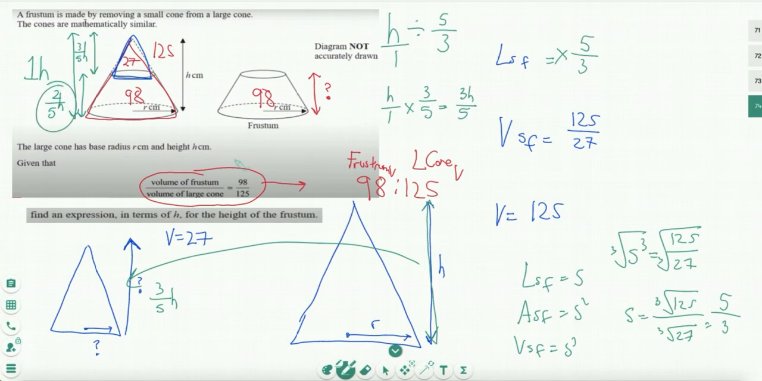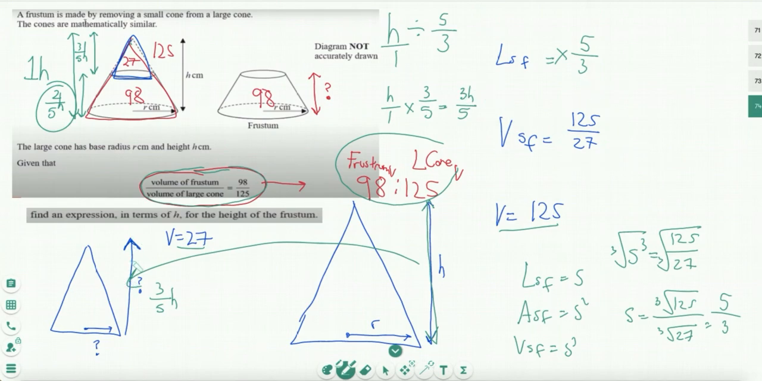So basically, guys, first things first, I saw our scale factor was in a fraction, so I turned it into a ratio. If the frustrum has a volume of 98 and the large cone has a volume of 125, we can subtract those numbers to find the volume of the small cone. Since the small cone has a volume of 27 and the large cone has a volume of 125, we can find the scale factor by doing 125 divided by 27. Since it gave us a nasty number, we just wrote our scale factor as a fraction, 125 over 27.